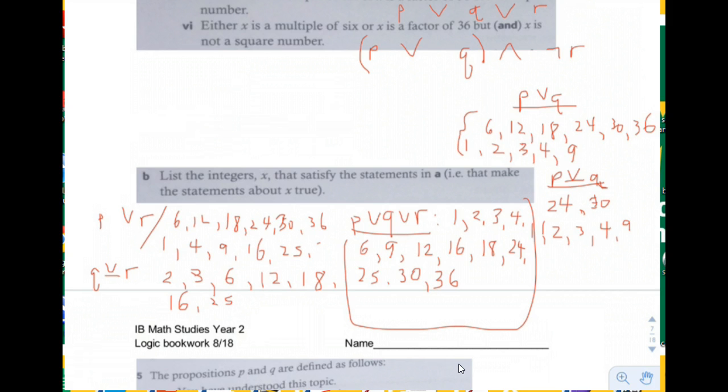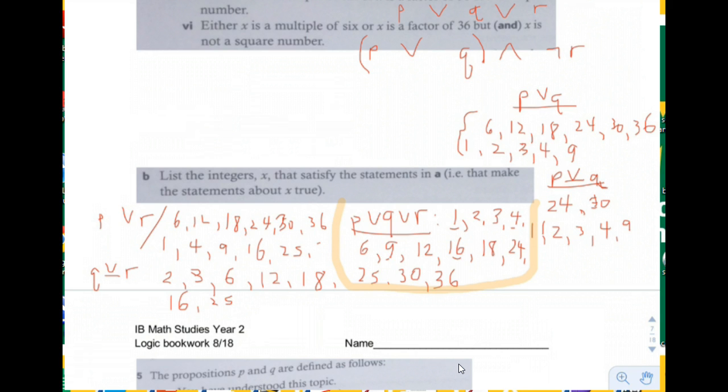Do we have all the squares? 1, 4, 9, 16, 25, 36. Yeah. Do we have all the factors of 36? We have 1, we have 2, we have 4, we have 3, we have 6, we have 9, we have 12, we have 18, we have 36. Yeah. And then do we have multiples of 6? We have 6, 12, 18, 24, 30, and 36. Yeah, so I think we're fine there.